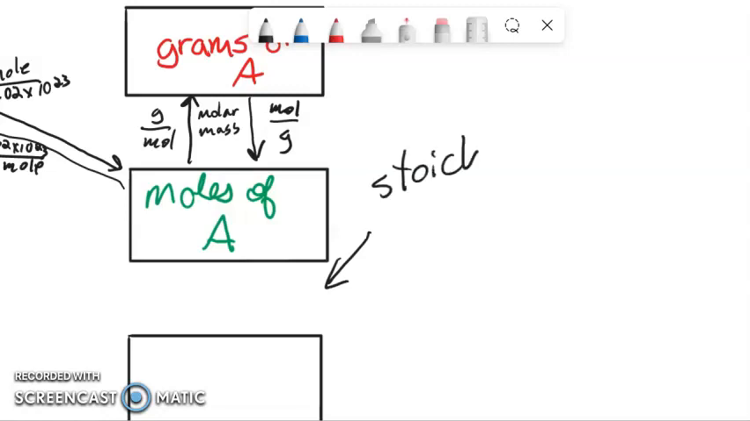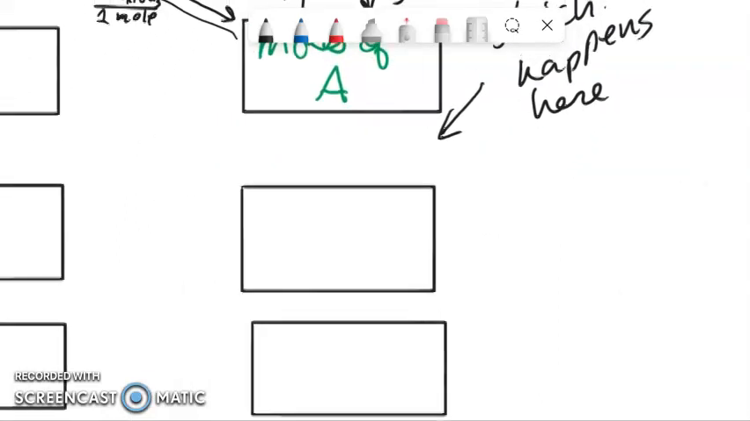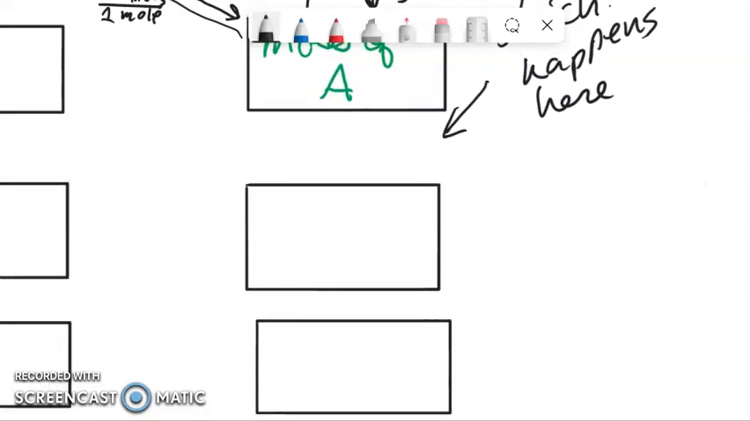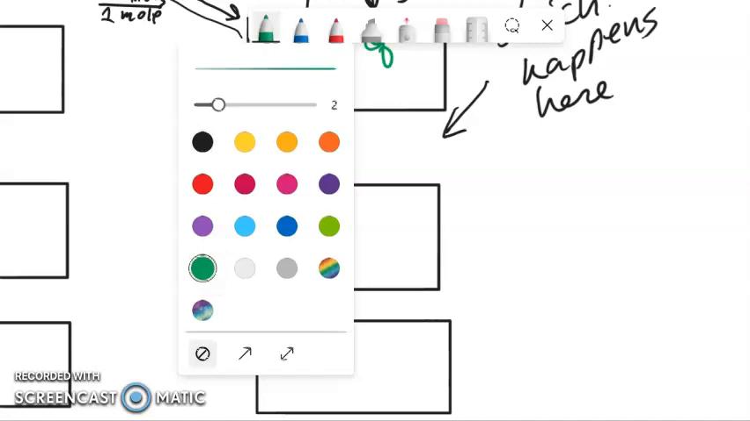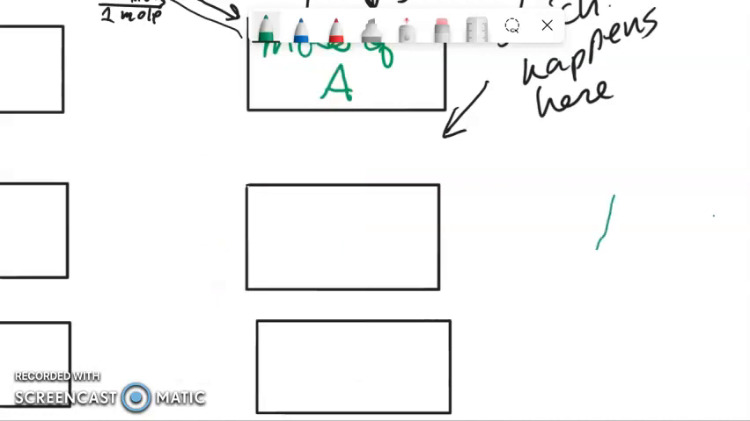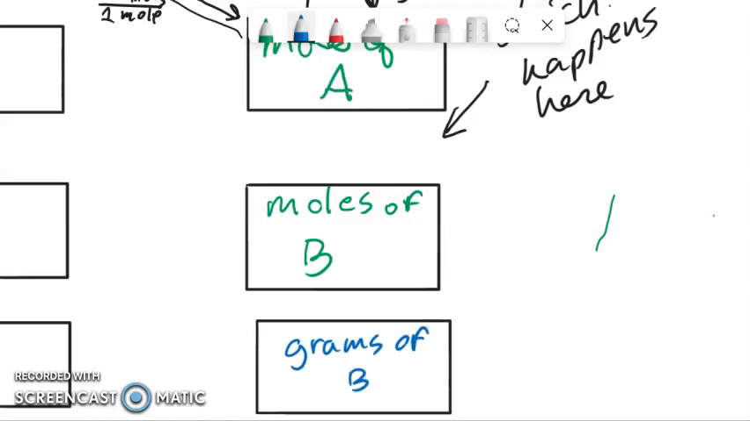So stoichiometry happens when you cross between these two boxes. So let's fill in our map. All right. So up above we have moles of A. And so this is going to be moles of B. Up above we had grams of A. This is going to be grams of B.